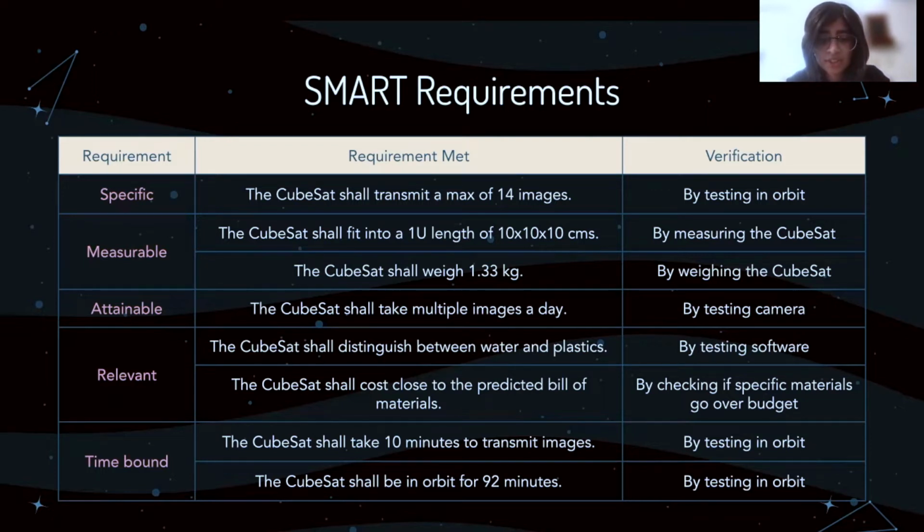The CubeSat shall take 10 minutes to transmit images, and it shall be in orbit for 92 minutes. These both would be verified by testing in orbit.